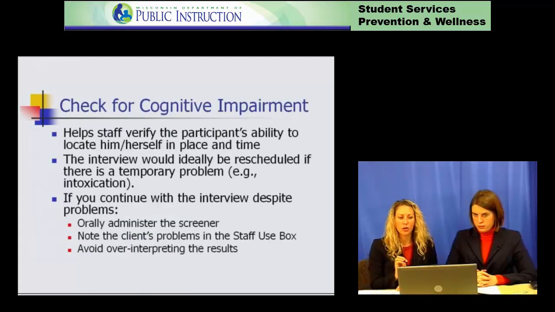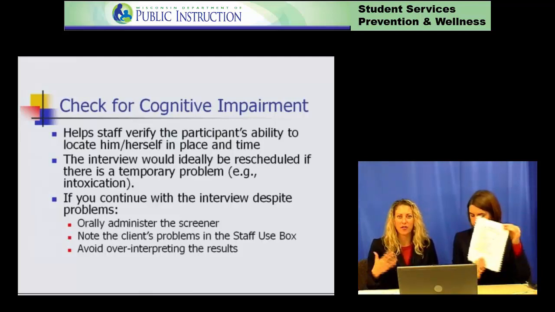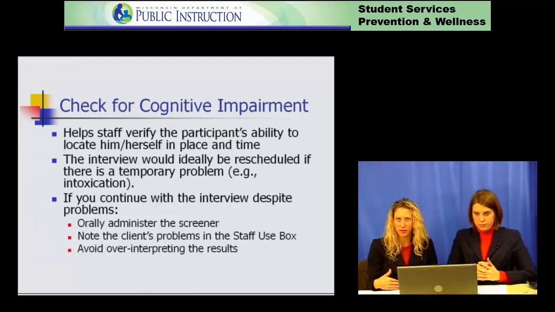Primarily, when we're looking at the check for cognitive impairment, this helps you, the staff, verify the participant's ability to locate him or herself in place and time. On page 5 in the manual, it gives a detailed account of how and when to use the check for cognitive impairment. Also, on the back page of the manual, there's a tear-off section, and on page 6 of the manual, there's a clear-cut check for cognitive impairment that you can actually administer to your clients.